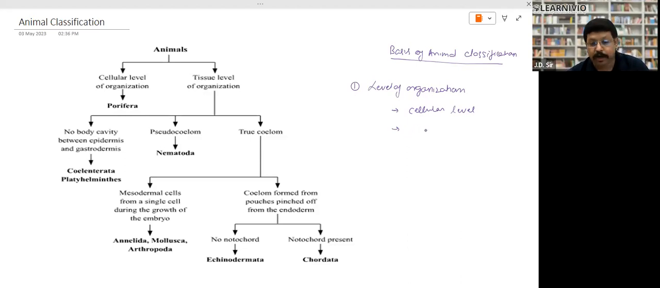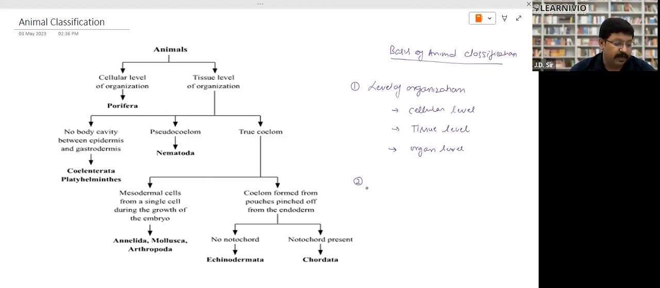Then there is the tissue level of organization. In some animals, tissue level organization is found, but organs are not present. For the sake of example, in platyhelminthes, tissues are present but organs are not. Finally, last but not least, there is the organ level of organization, found in animals like us humans, and even in insects, arthropoda, right? So the first basis of classification was the level of organization, on what level the body is organized.